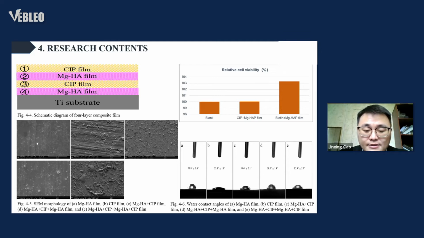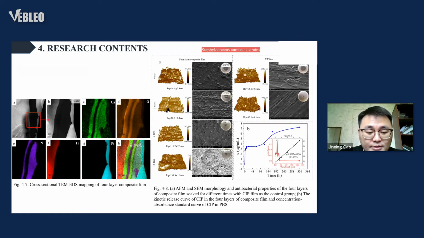In vitro cell tests demonstrated that CIP Mg-HA film was not cytotoxic. We found that it possesses excellent biocompatibility. In Figure 46, it could be affirmed that CIP film also leads to a decrease in water contact angle of the upper Mg-HA film. As shown in Figure 47, the 4-layer composite film has been successfully prepared.